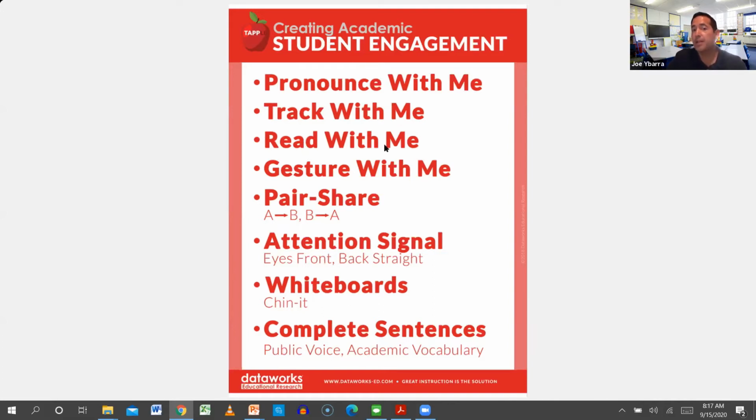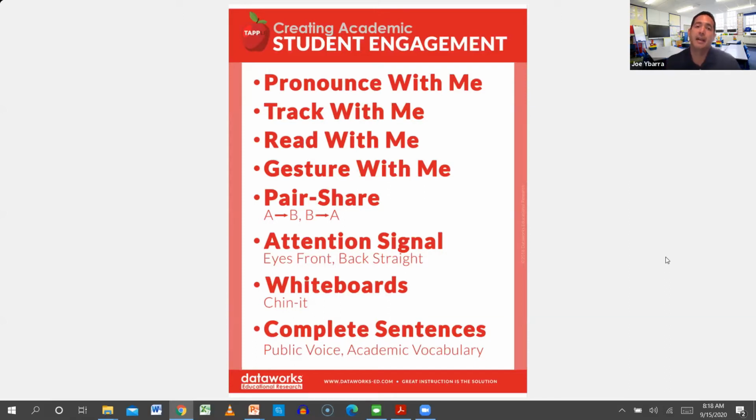Track with me, read with me is when I read a sentence first. Not every sentence in my lesson. You're going to see all these in a lesson in a second. It's usually a learning objective or a concept definition. Gesture with me. You know, it's a kinesthetic activity.